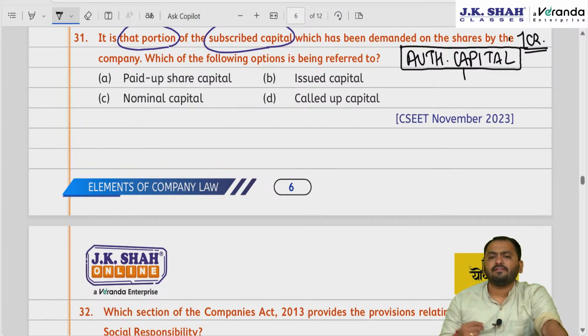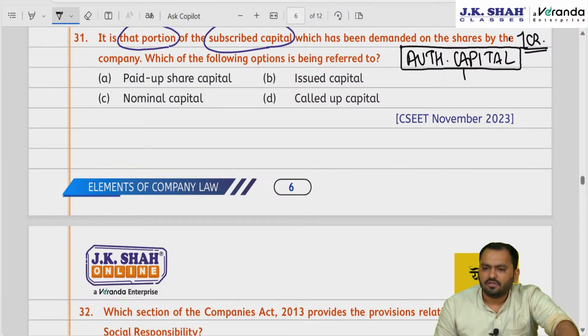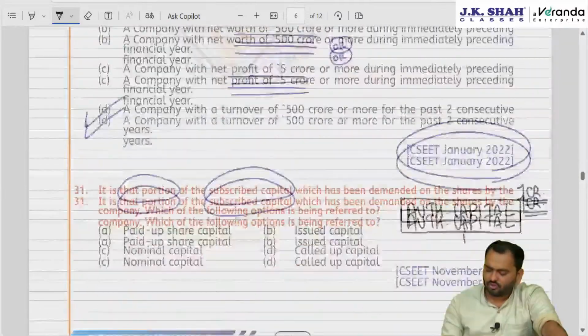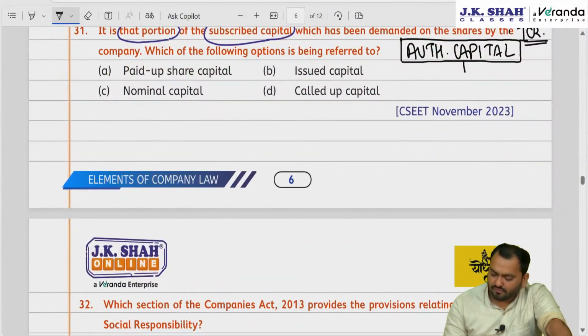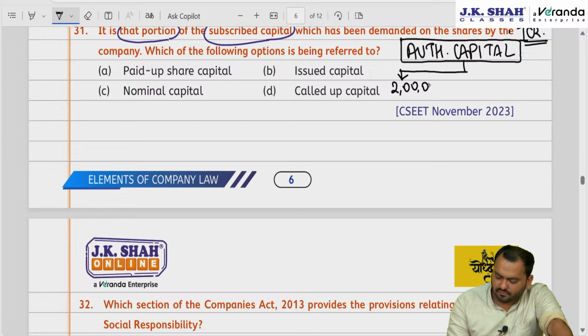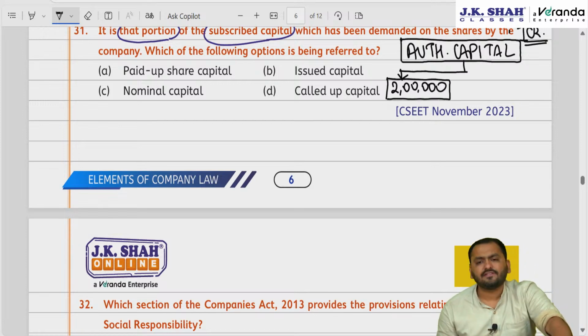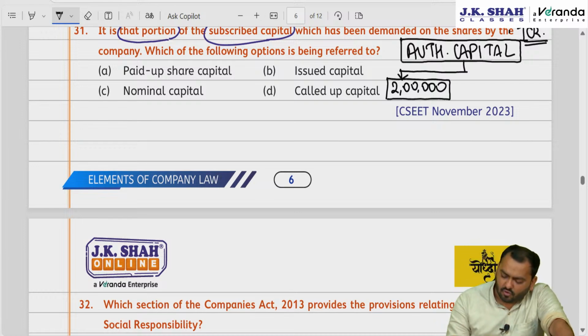Right now my company is in need of only 2 lakh rupees. So will my company issue shares of 1 crore rupees? No. Right now my company needs only 2 lakh rupees. Therefore my company is going to issue shares of only 2 lakh rupees. So out of the maximum limit, my company issued shares of 2 lakh rupees. Okay. So what is this 2 lakh rupees? 2 lakh rupees is called issued capital.